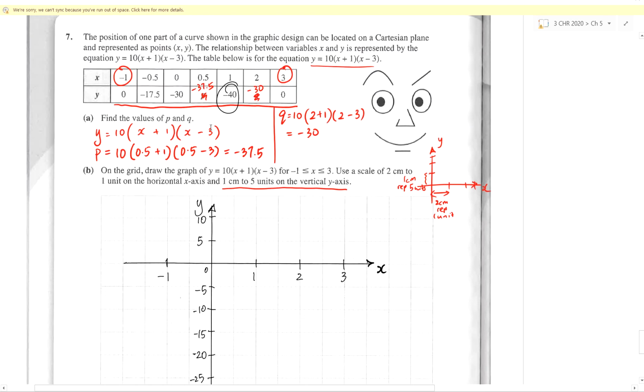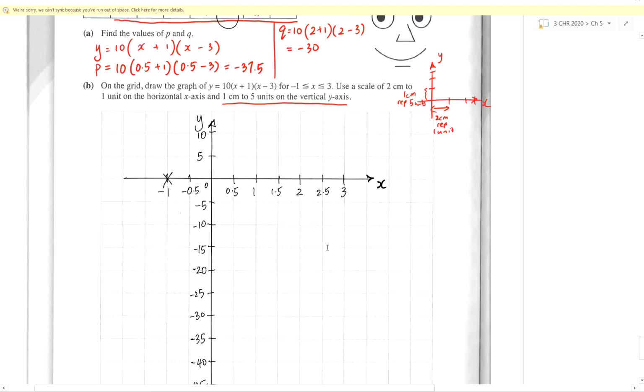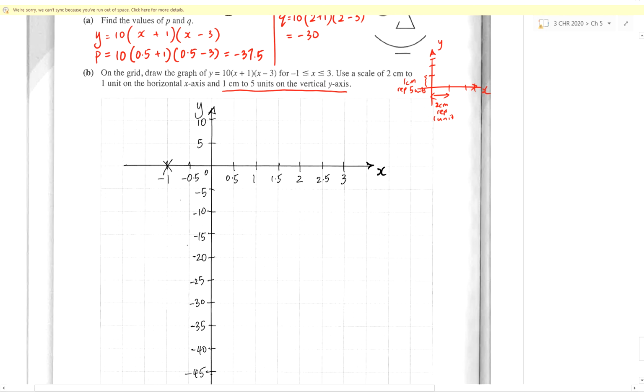The first point that we have is x = negative 1, y = 0. Mark that out with an X, with a cross. Now the x value is negative 0.5. Where is negative 0.5? It has to be in the middle, over here. Since I'm indicating the values every 1 cm, let's do the same over here. This will be 0.5. After 1, it will be 1.5. This will be 2.5. So when x is negative 0.5, we've got a y value of negative 17.5. Negative 17.5 is right in the middle of negative 15 and negative 20.